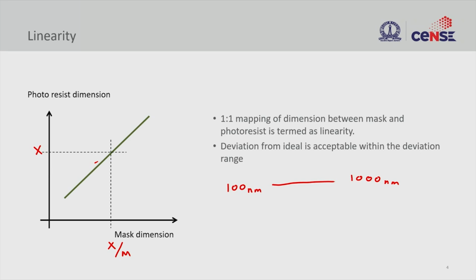Normally this is done through metrology. You will take different dimensions and see: this is what I had on the mask, and what do I get on the photoresist? If you do this mapping, I want it to be very linear. So the linearity qualifies that the process is good for varying dimensions.